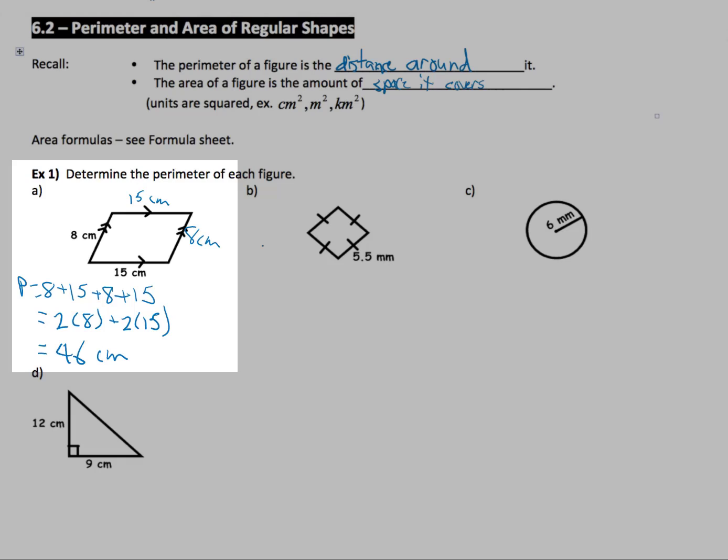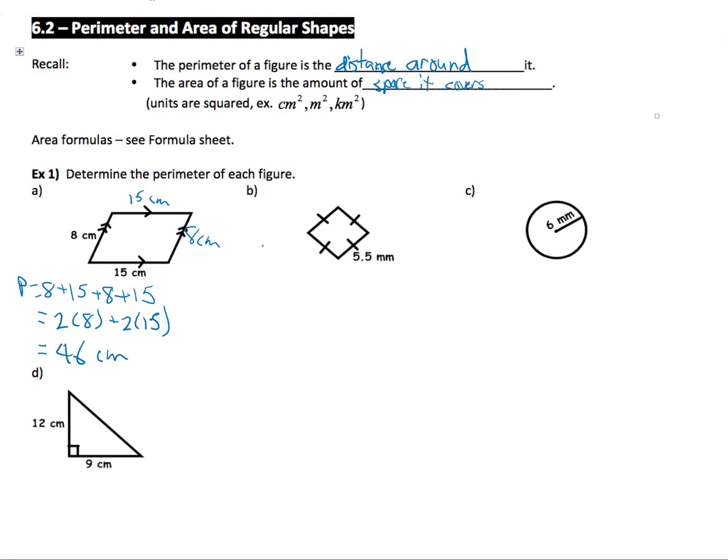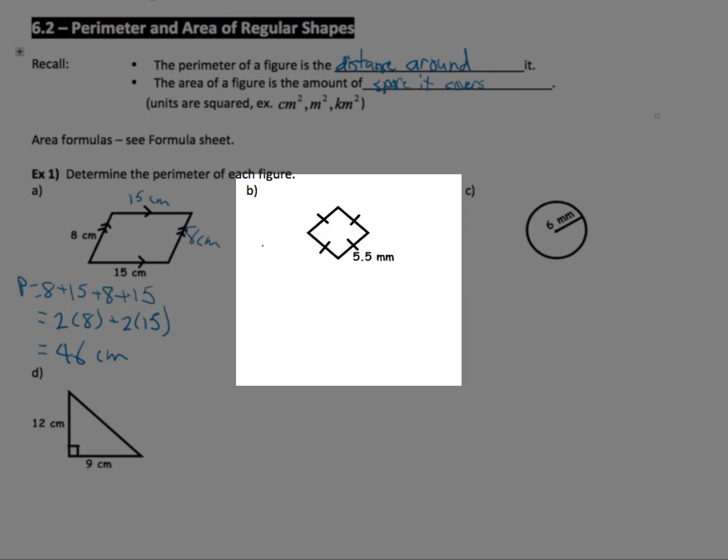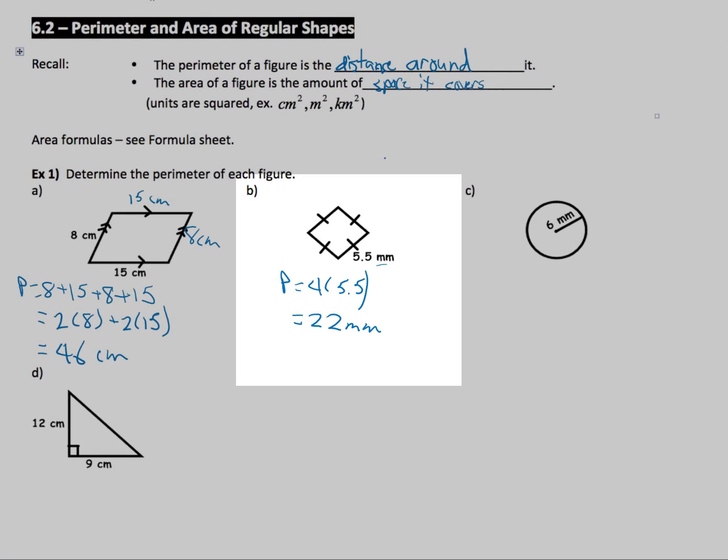So the parallelograms and rectangles will have a similar perimeter formula. Diamonds and squares. So in this case, it's a diamond. All the side lengths are equal because that's what those dashes mean all the way around, where we have a dash here, over here, over here, and over here. That means that the perimeter is going to equal 4 because there's 4 sides that are of side length 5.5. So 4 times 5.5. In this case, it's 22 millimeters is our units because millimeters is what's given to us.